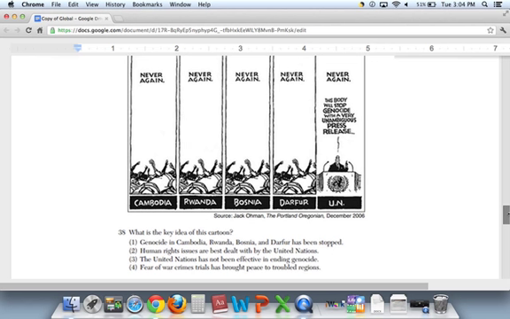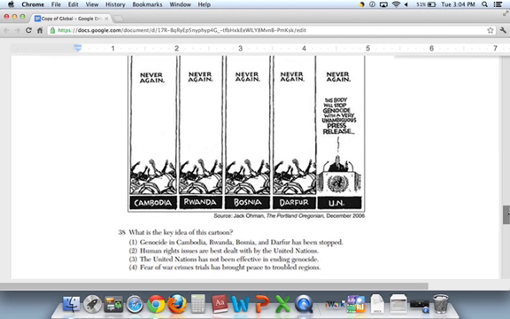1. Genocide in Cambodia, Rwanda, Bosnia, and Darfur has been stopped. 2. Human rights issues are best dealt with by the United Nations. 3. The United Nations has not been effective in ending genocide. And 4. Fear of war crimes trials has brought peace to troubled regions.